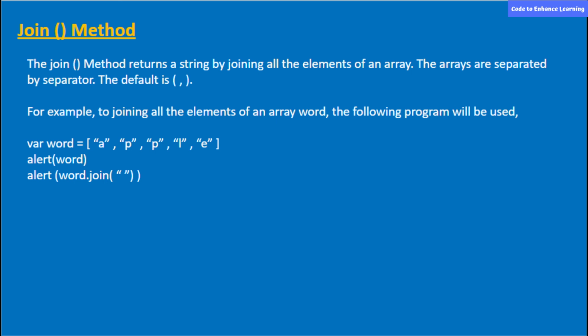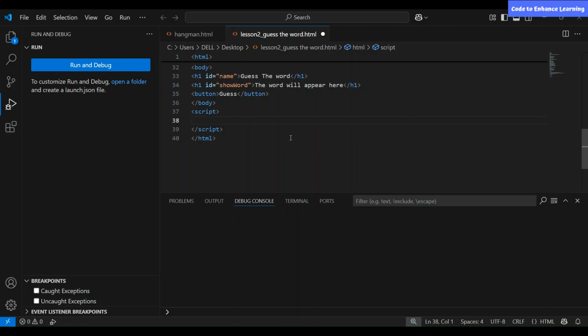Here I am going to take a variable word and pass an array like apple. Then I am going to call the word array using alert(word), and then I am going to join the word using alert(word.join()). Let's take an example of the join method.